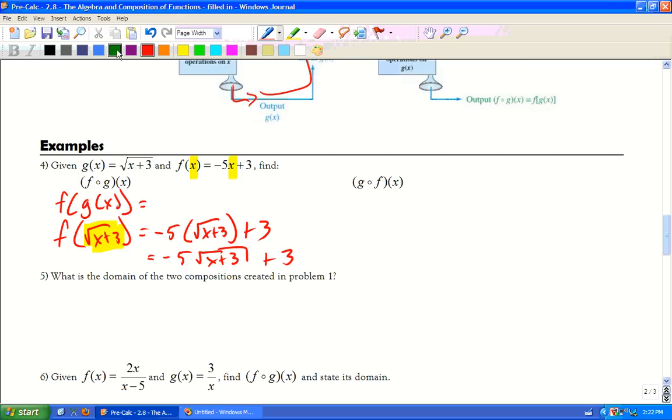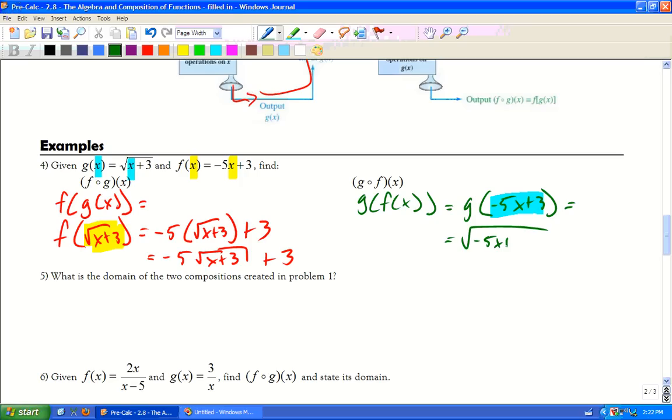Looking at g of f of x, we can take a look to say that g of negative 5x plus 3 equals, now our input in this case is negative 5x plus 3. So in goes the square root of negative 5x plus 3 in for that x. In this case, we can simplify a little bit to get the square root of negative 5x plus 6.